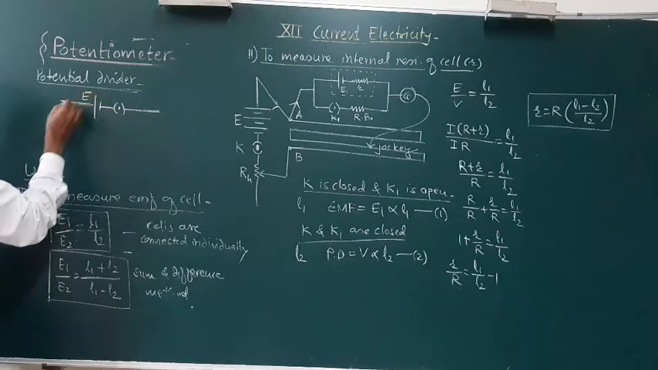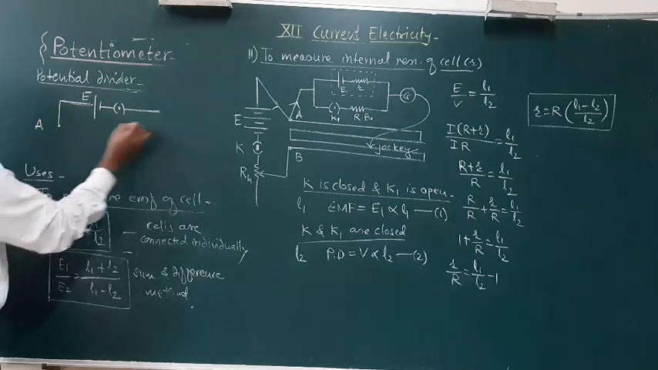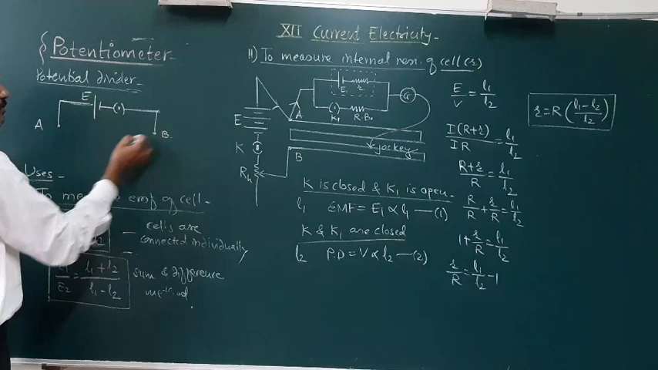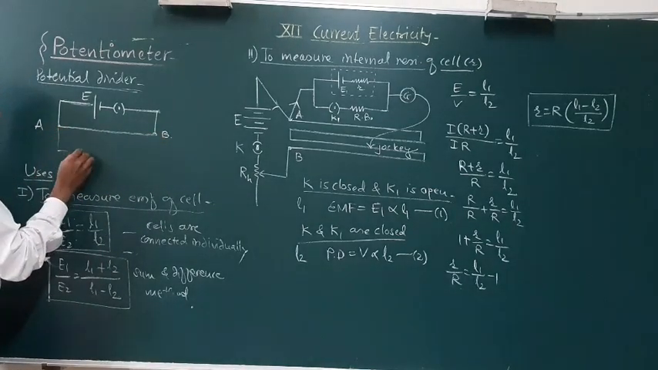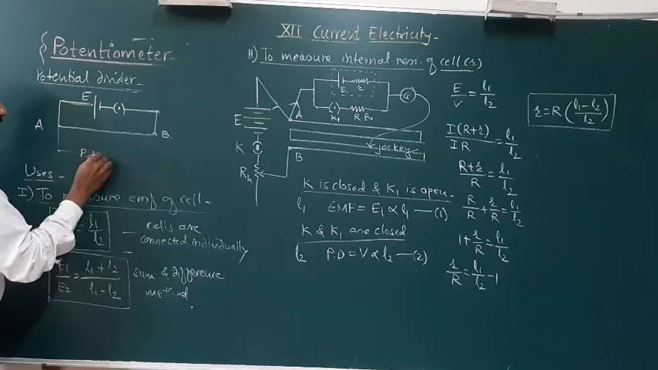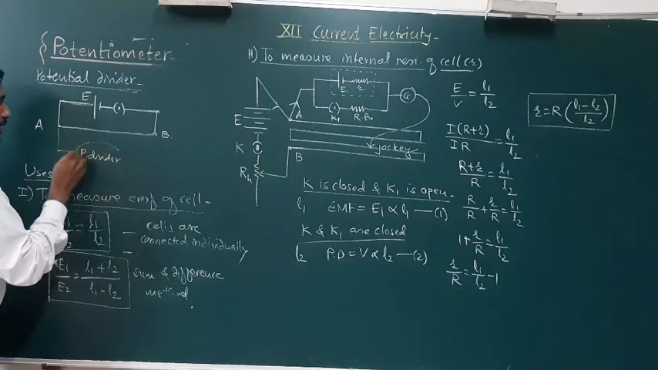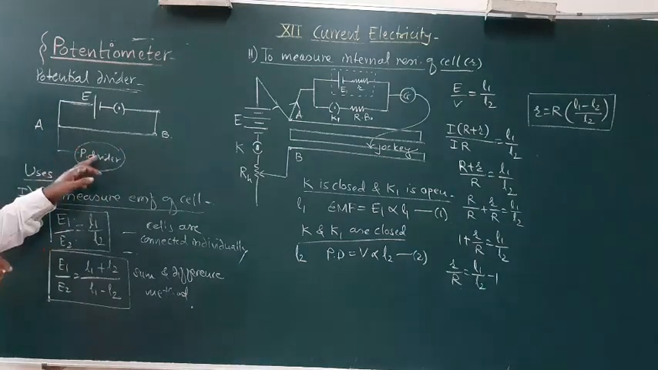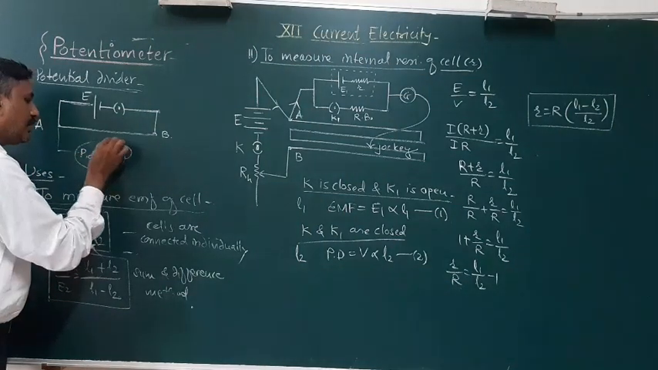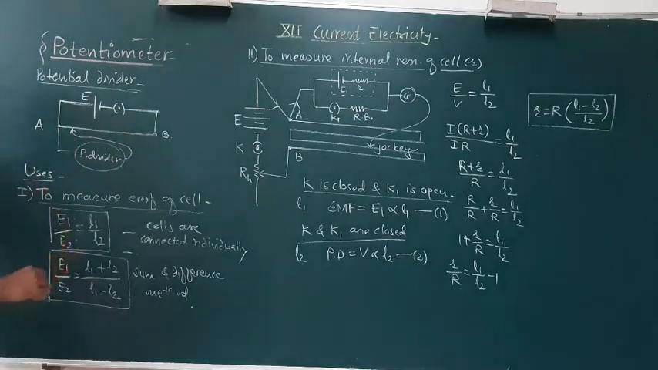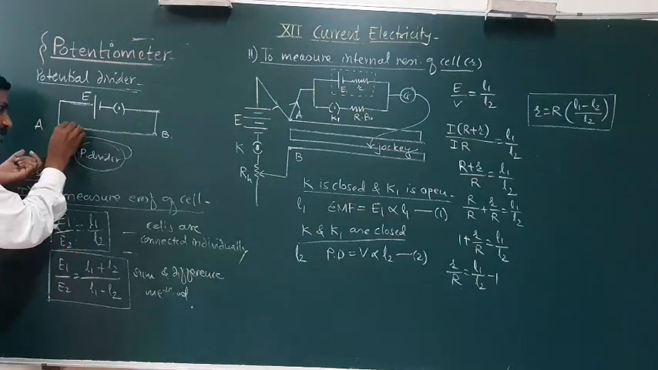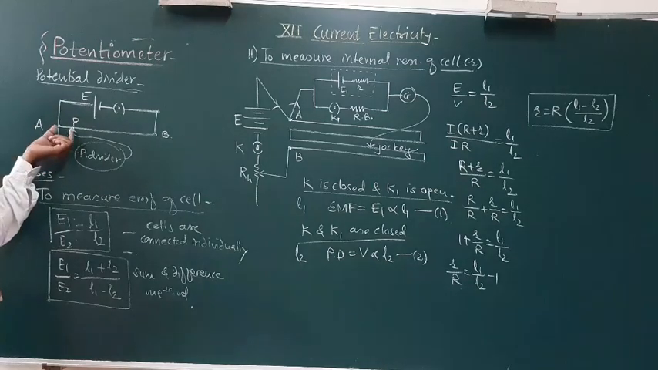This is one cell of EMF. This is my point A. This is my point B. This is my simple wire. Here the potential divider is connected. One terminal of the potential divider is fixed to A, and the other terminal is moved from A to B. Suppose now this is at the point P. The length is less, so resistance is less.